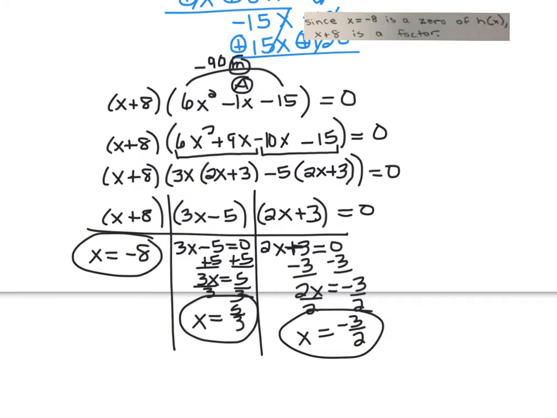And if you want to graph this and check, you will see that the graph intersects the x-axis at negative 8, at negative 1.5, and at positive 1.6 repeating, okay? So if you want to just graph it, just to do a quick little check to make sure that's where it's intersecting the x-axis, you can definitely do so.